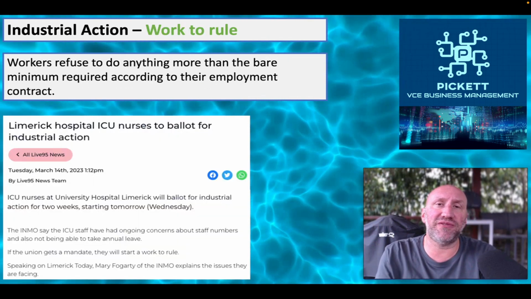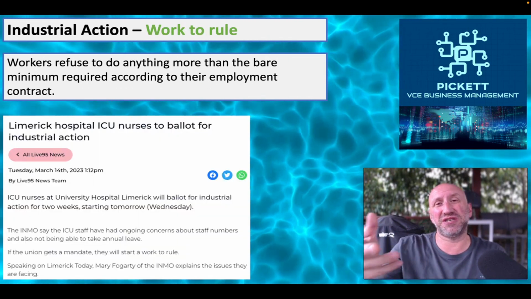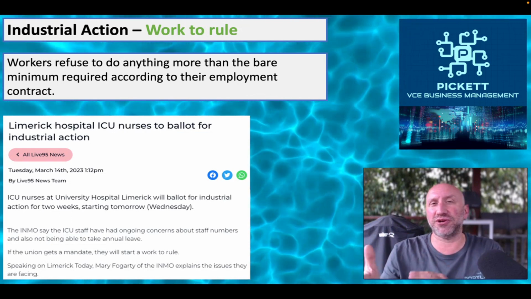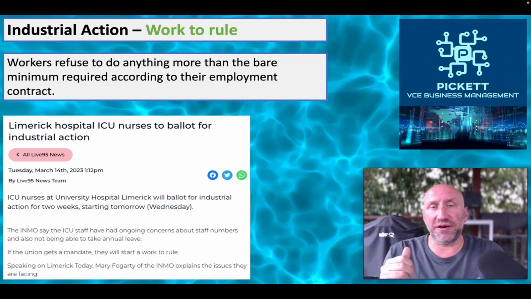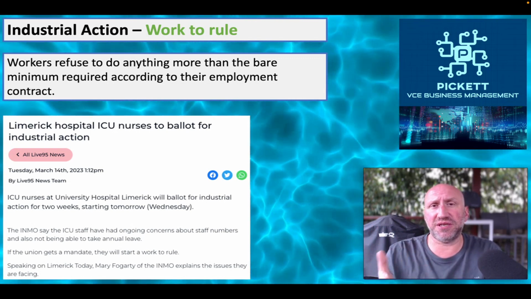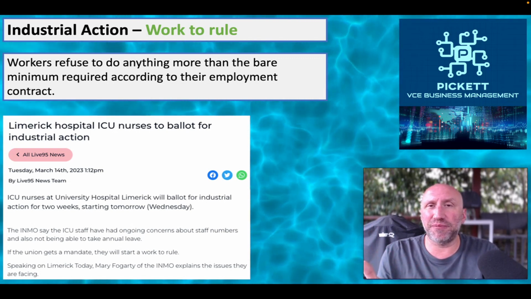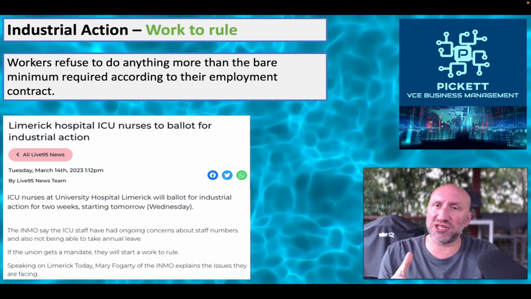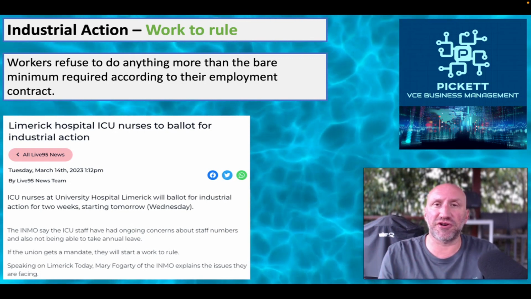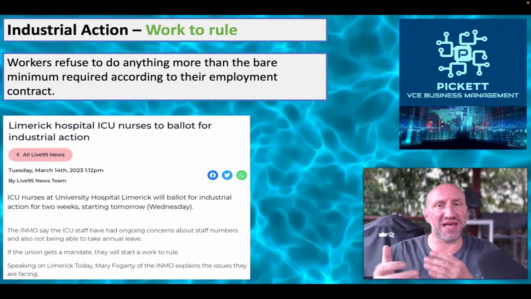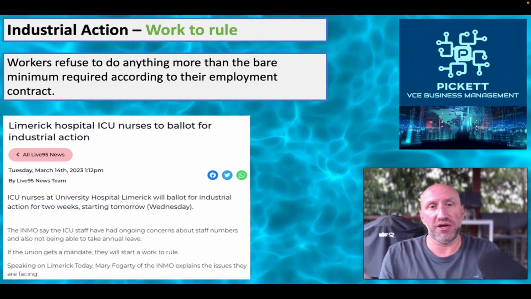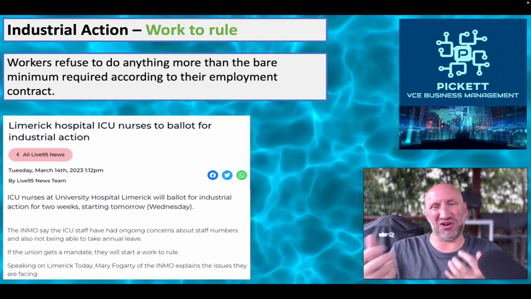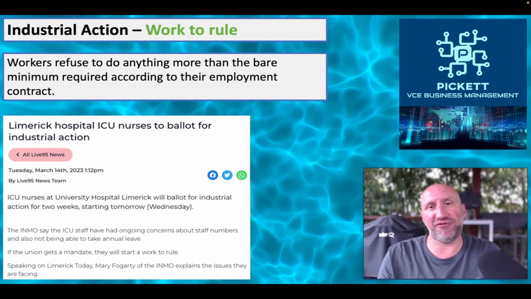Another form of industrial action is often taken before we get to strike. Striking is pretty serious, completely stopping work altogether. And the problem with the strike is employees don't really want to strike because they're actually forfeiting their pay. So if you go on strike for a day, you're not going to get paid for a day. That is not a strategy you want to be using unless you really have to. And often some of these other slightly softer approaches are used before we get to that stage.